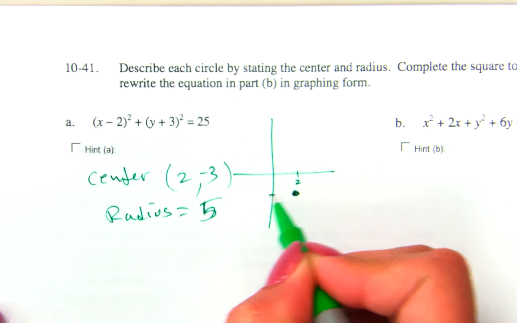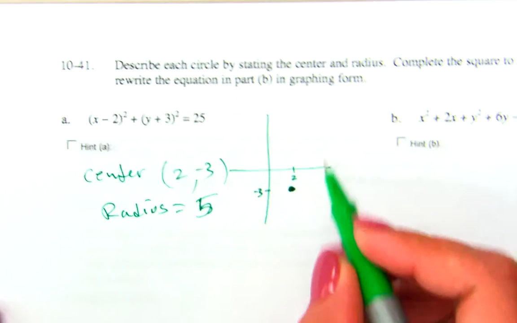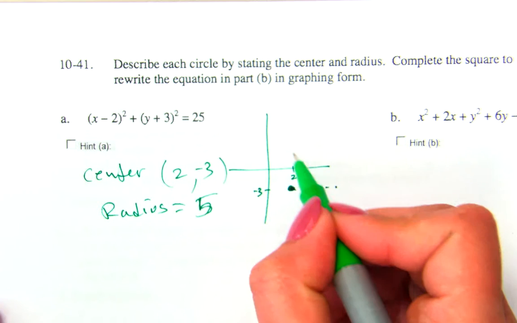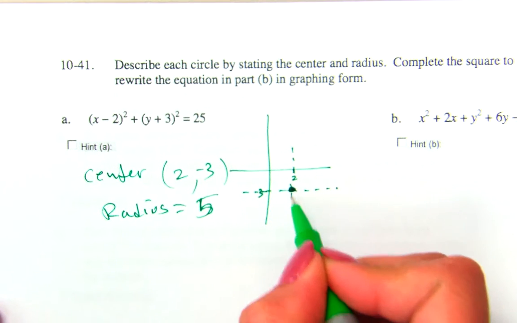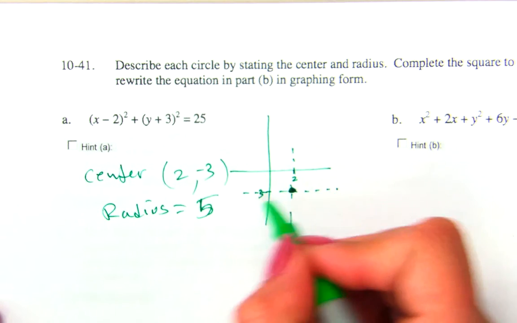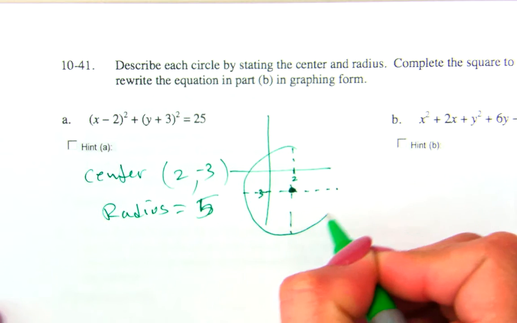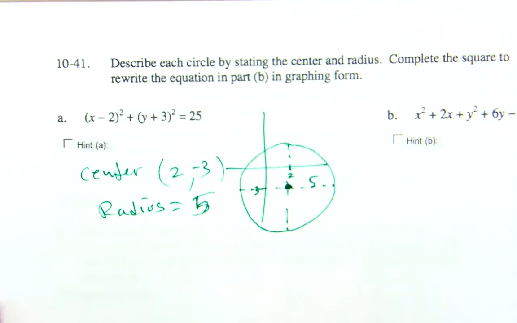So your circle is going to be at 2 comma negative 3, and it has a radius of 5. So it's going to go out 5, up 5, in all 4 directions. Up, down, side, side. And then when you draw your circle, there it is. It's going to have a radius of 5.